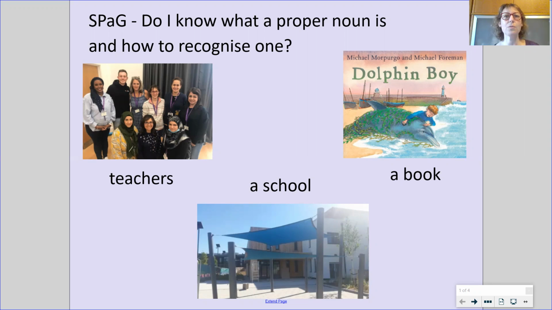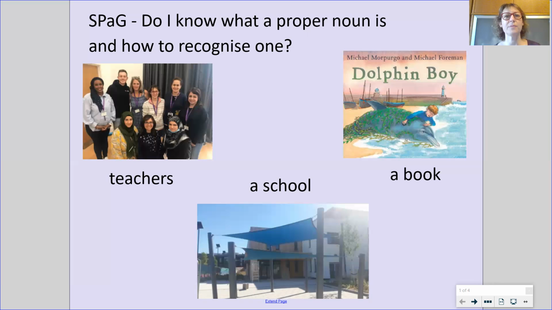Proper nouns are also things like days of the week, Monday, Tuesday, Wednesday, Thursday, Friday, Saturday, Sunday, and they all need to start with a capital letter every time you write them. The same for the months of the year, countries, and always for people's names.